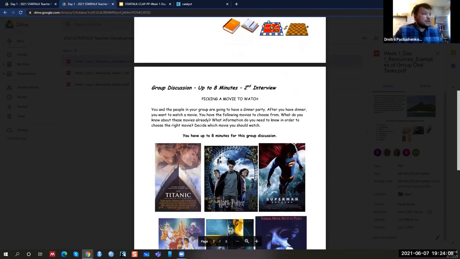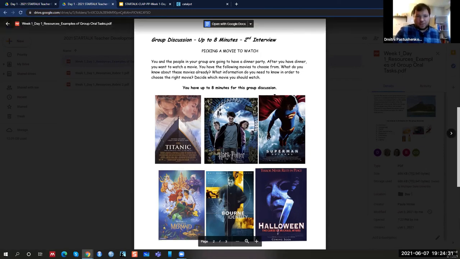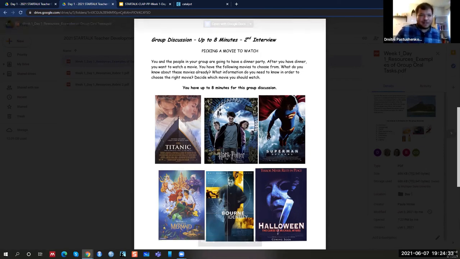There is another one. It's also a consensus task. This time, I think it's a little bit more realistic. In this task, they choose a movie to watch. They have a movie night, different people with different tastes, and they need to pick a movie to watch. This is where you can integrate different materials, authentic materials. We have Titanic, Harry Potter, Superman. Picking a movie to watch is something that we do in real life, right?